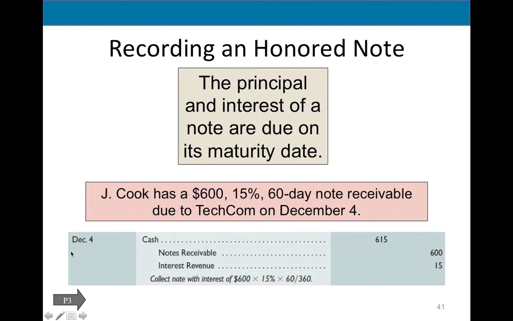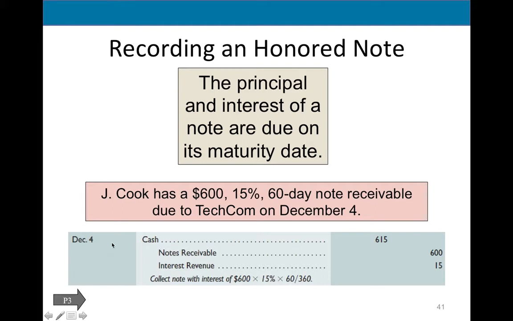And then she honors the note. Oh, that's a different example, unfortunately. Okay, that's fine. So J. Cook has a $600, 15% 60-day note receivable due on December 4th. So we take PRT, principal multiplied by rate multiplied by time.